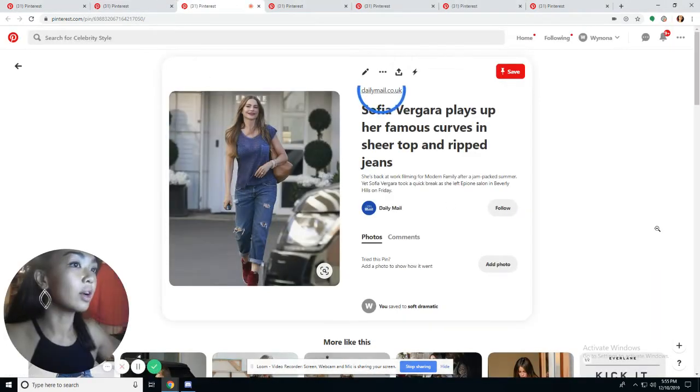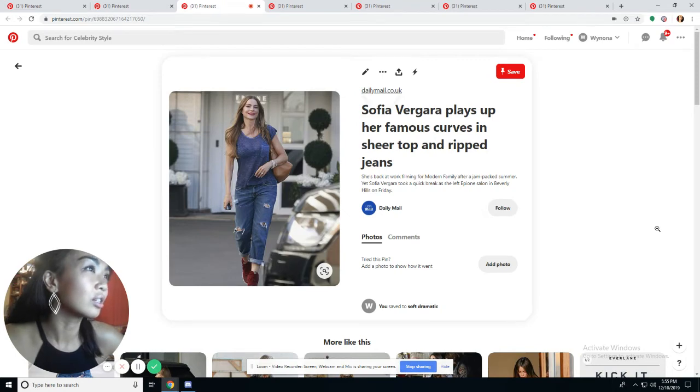All right, let's move on to a casual look here. We have Sofia in a t-shirt. The t-shirt's not too bad. It highlights her body pretty well. You can see her curves. The thing is that when you're soft dramatic, you really want to stay looking quite polished, and it's hard to look polished in this very sheer top with not a lot of structure to it.